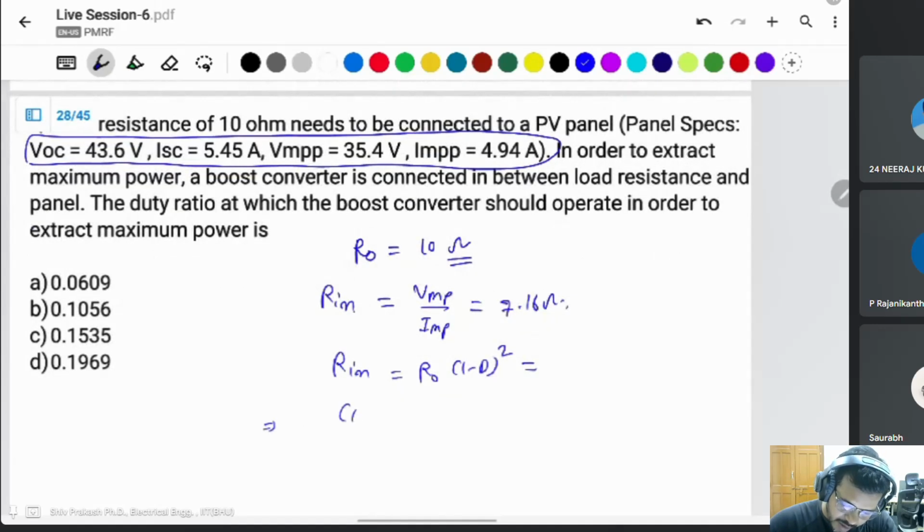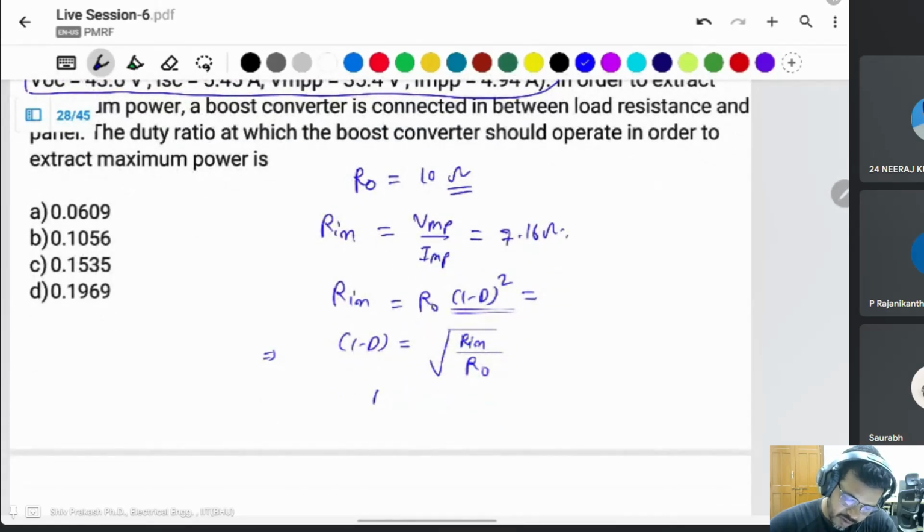Then 1 minus D is equal to the square root of Rin divided by Ro. Duty cycle is 1 minus the root of Rin divided by Ro.